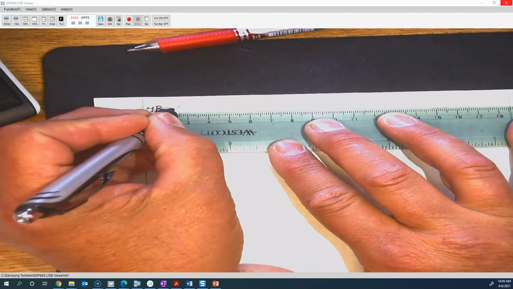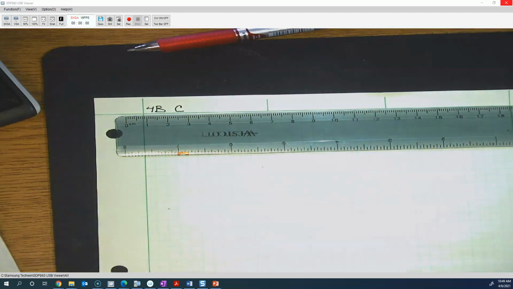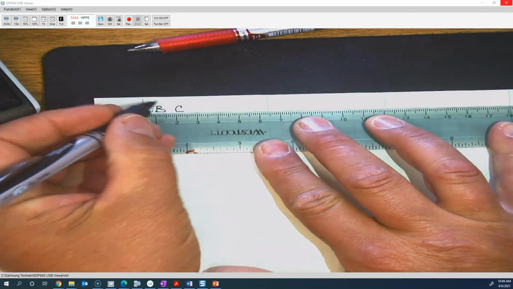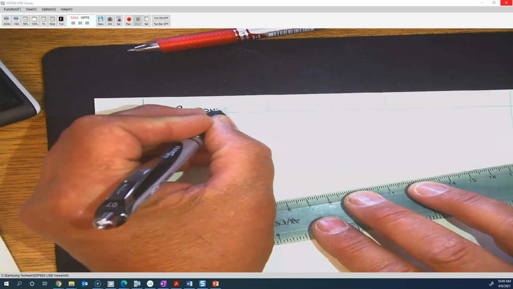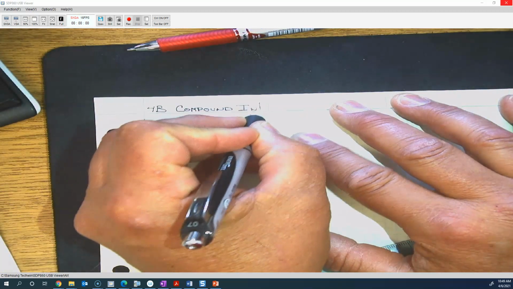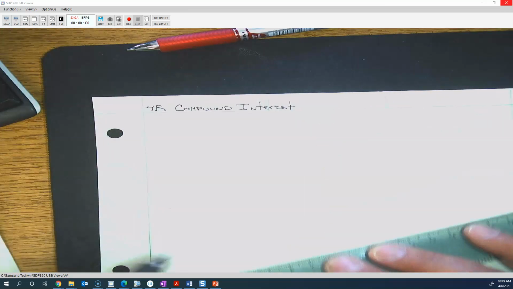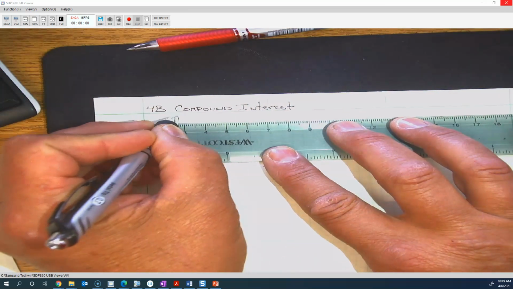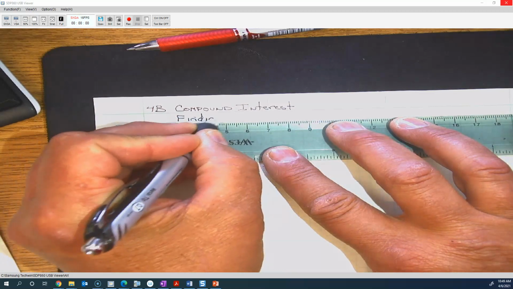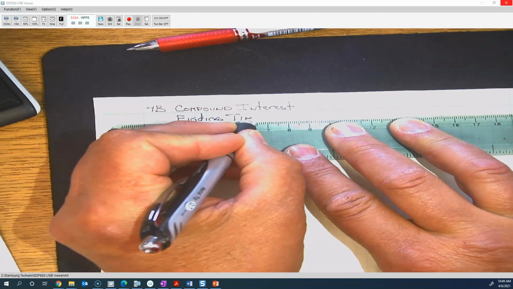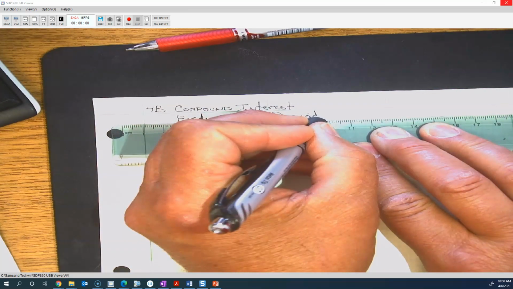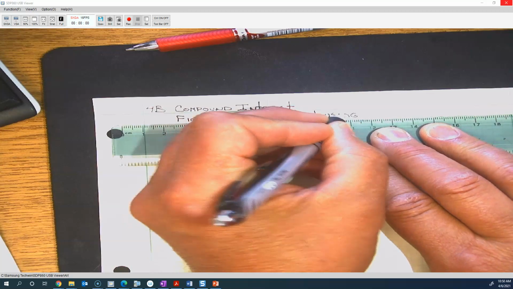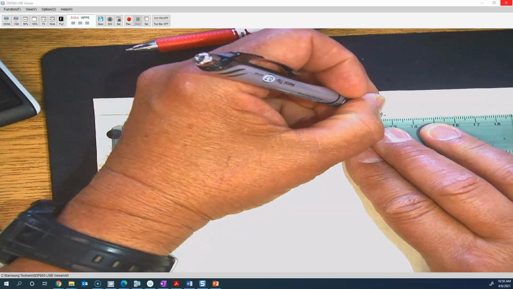Okay, so this is compound interest. Okay, and it's finding time periods using logarithms. Finding time periods using logs. Okay, so you got to know what a logarithm is.